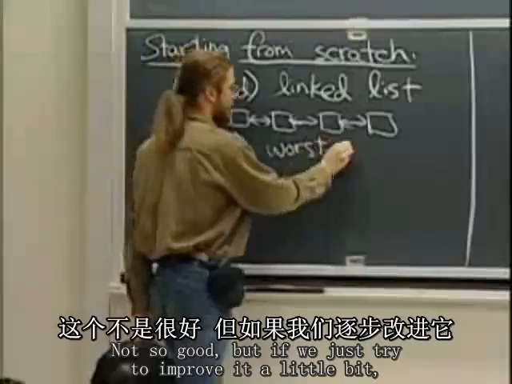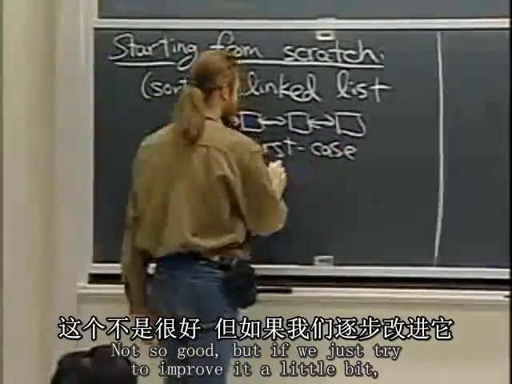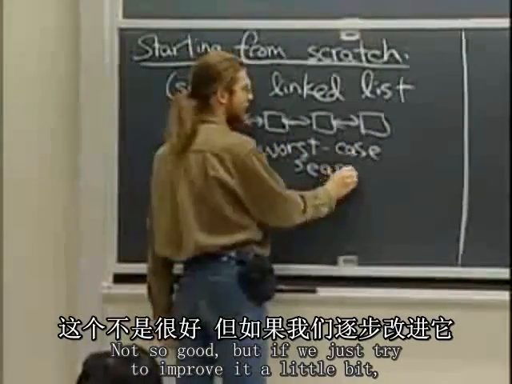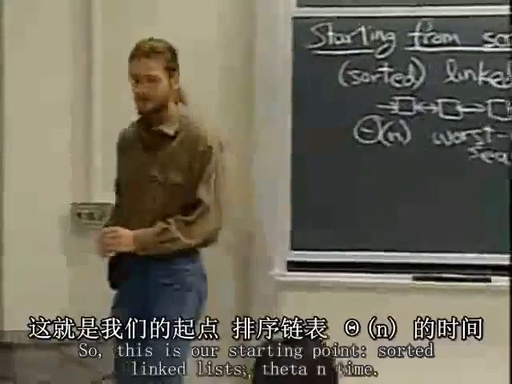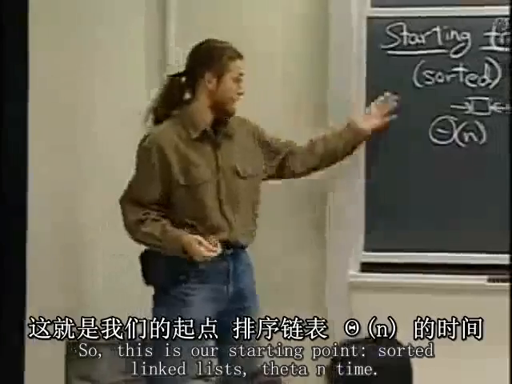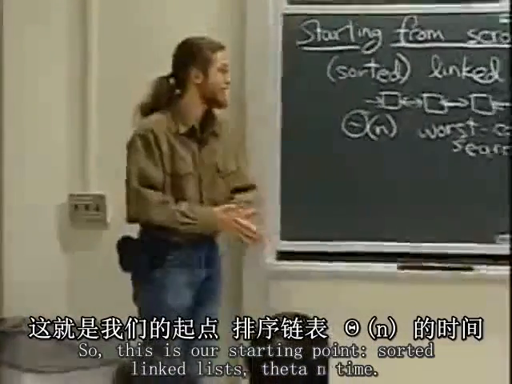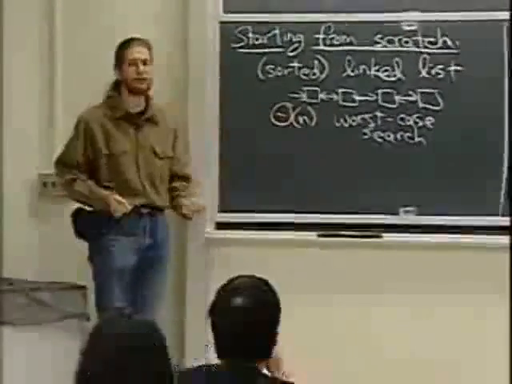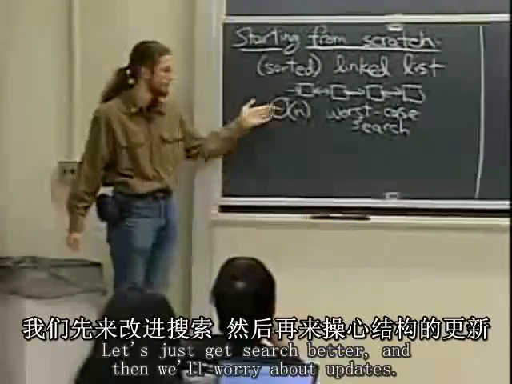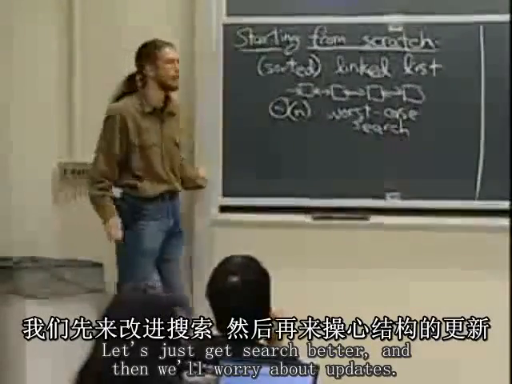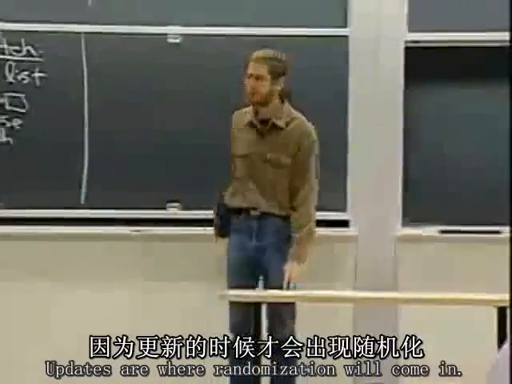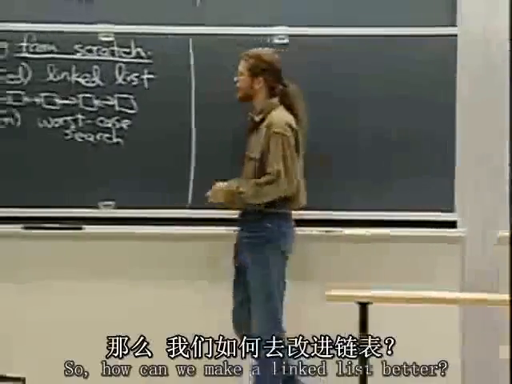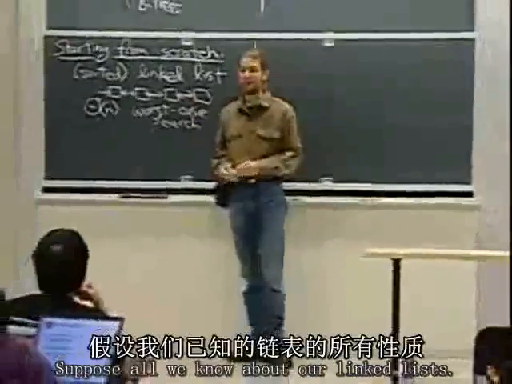Not so good. But if we just try to improve it a little bit, we will discover skip lists automatically. So this is our starting point. Sorted linked list, theta n time. And I'm not going to think too much about insertions and deletions for the moment. Let's just get search better, and then we'll worry about updates. Updates are where randomization will come in. Search, pretty easy idea.